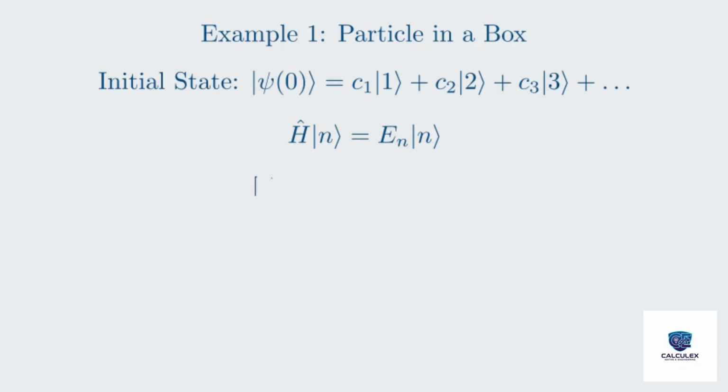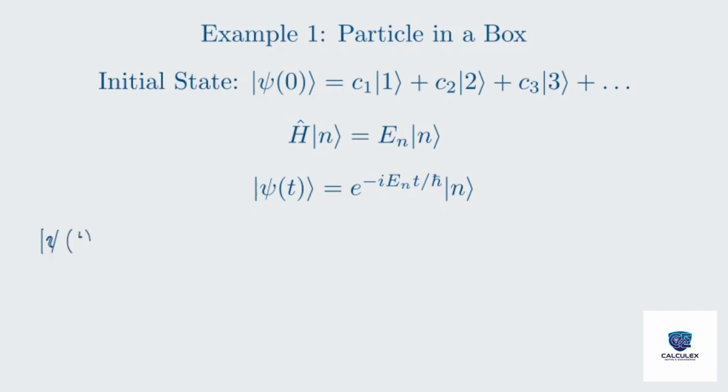If we apply the time evolution operator to an eigenstate |n⟩, because H hat is diagonal in its own eigenbasis, we simply replace H hat with its energy eigenvalue E_n. The state remains |n⟩, but it gets a phase factor e to the power of negative i E_n t over h bar. Now let's see what happens to our initial state, |ψ(0)⟩.